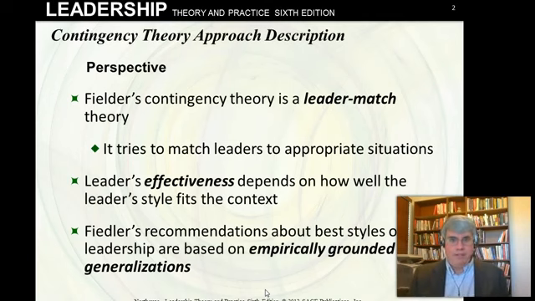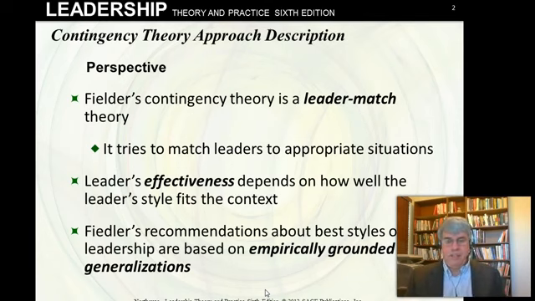Now, let's start off with a general description of the contingency theory. It was developed by a guy named Fred Fiedler in the late 50s, early 60s, and he's still alive. He doesn't work on this theory anymore. He's moved on to other things, but he's still strongly associated with this.